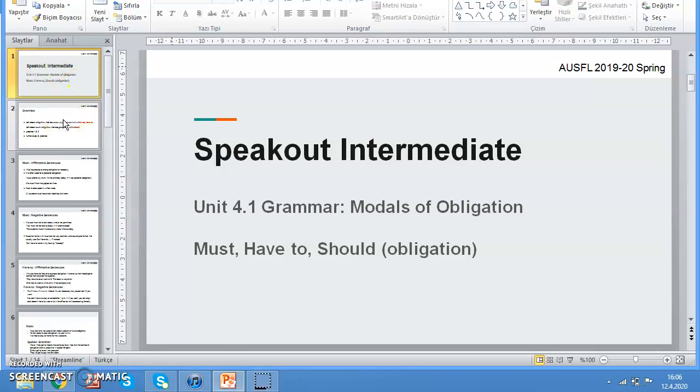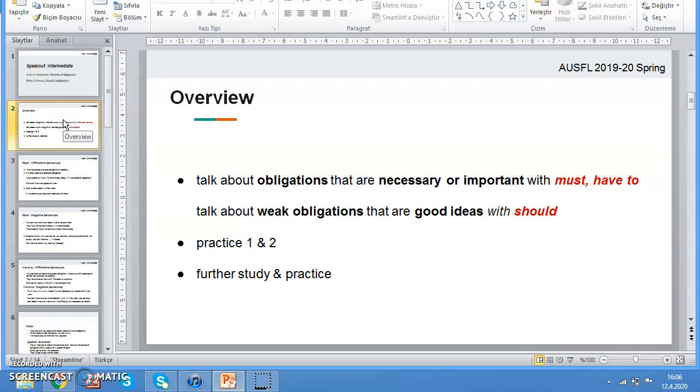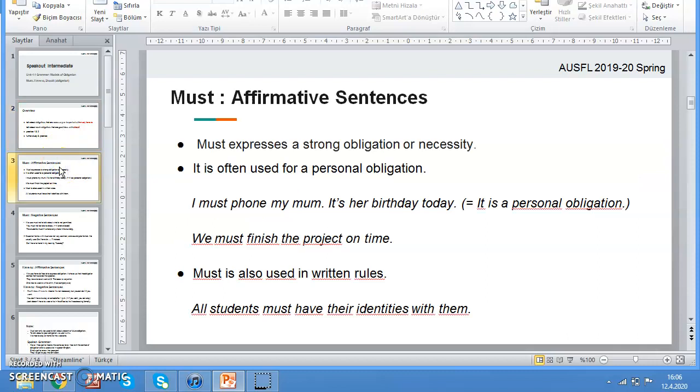First of all, we will talk about strong obligations that are necessary or important with must and have to, and weak obligations that are good ideas with should. Following this, we will have 2 parts of practice, and finally we will finish with suggestions for further study and practice. Let's start with must in affirmative sentences.